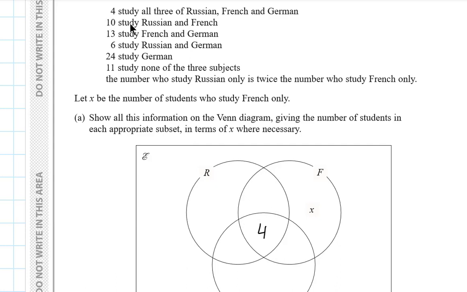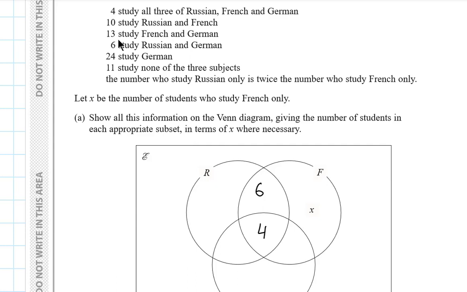The second piece of information: 10 study Russian and French. Where is the intersection? Because "and" refers to intersection. Where is the intersection between R and F? This region, right? But in this region we have already 4. To get a sum of 10 here, we should put 6 in this part. It's very easy, because we have 10 study Russian and French.